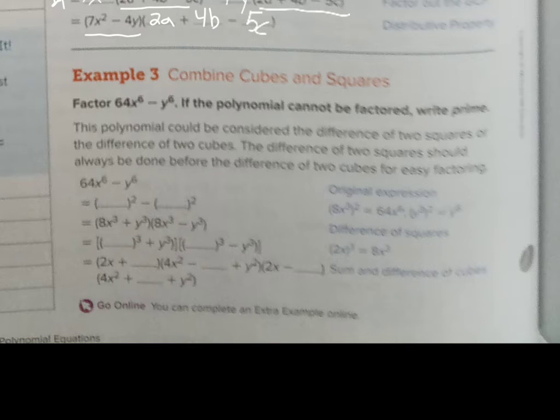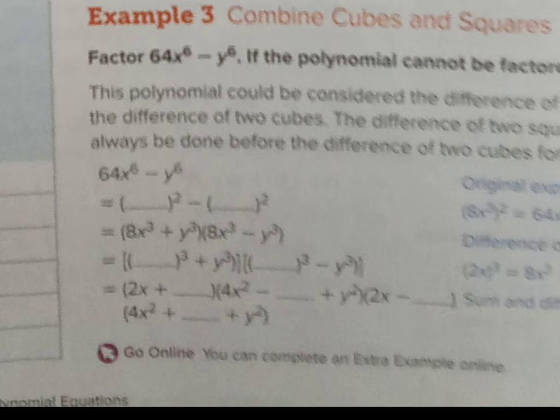So now we're going to have multiple steps of factoring. And this is what happens when the degrees or the exponents are bigger than 2, you possibly can have more steps. All right, and so they're saying, oh, look, this starts out as a difference of squares problem. The square root of 64 is 8. The square root of x to the 6 is x cubed. And the square root of y to the 6 is y cubed.